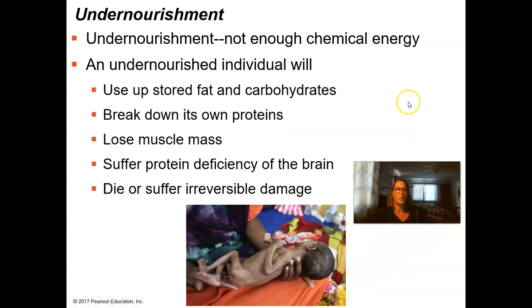And finally, we can talk about undernourishment, which again is they're just not getting enough calories, not enough chemical energy. Some of the things that can happen to an undernourished individual basically means they're starving. They end up using up all their stored fat and carbohydrates in the body. They will break down their own proteins and use that as energy. They lose muscle mass. They can suffer protein deficiency of the brain and have some brain damage, or they can die. So it's a really horrible situation when there's not enough chemical energy in someone's diet.